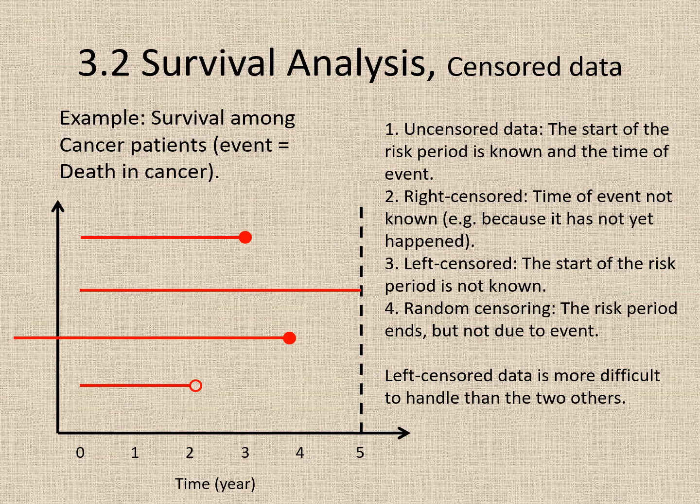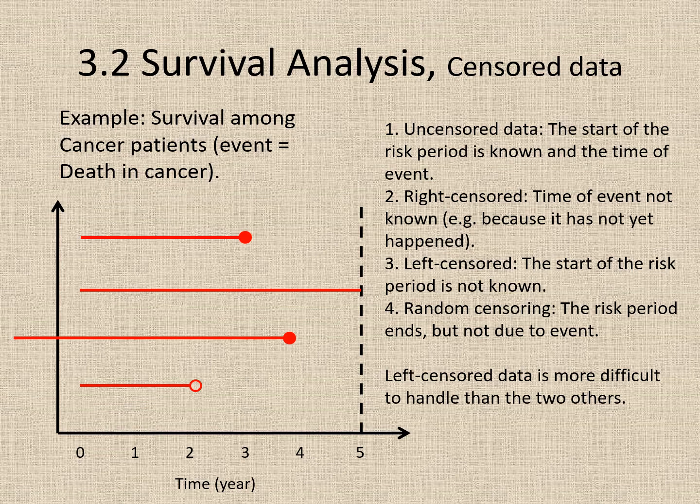The second example here, it's called right censored data. We have a person, we know when his or hers follow-up period started here, but we don't know when the event occurred. Maybe because it has not occurred yet. The person is still alive. So right censored data. Left censored data. For an individual, we don't know when the follow-up period, the risk period started. That's called left censored data.